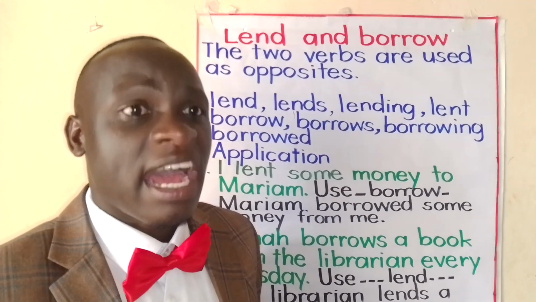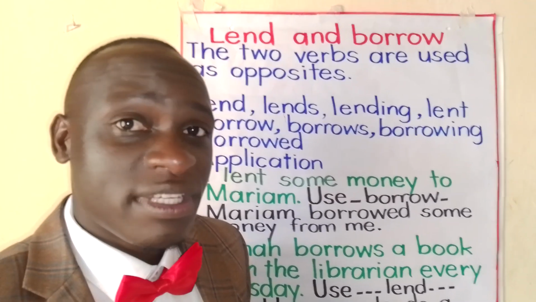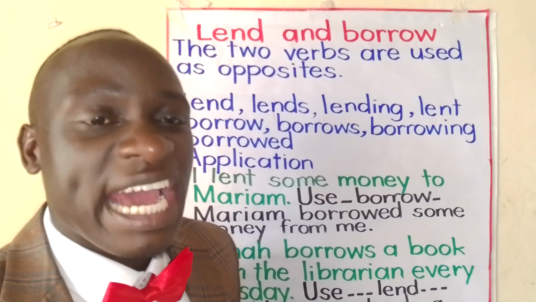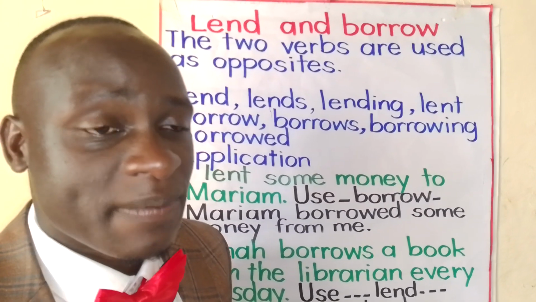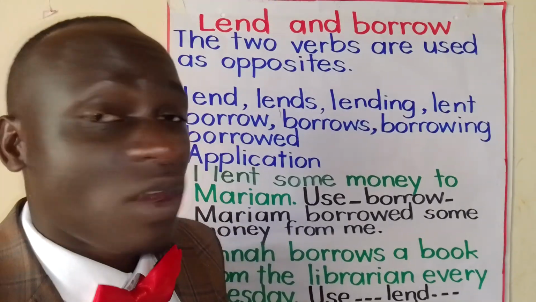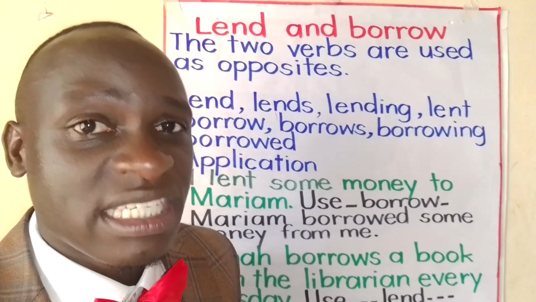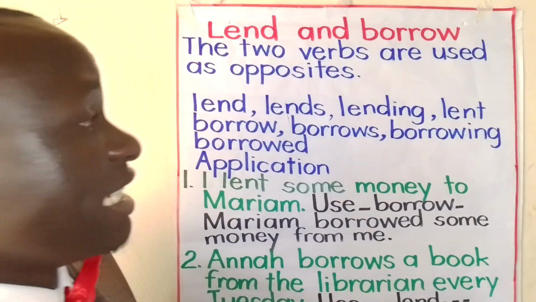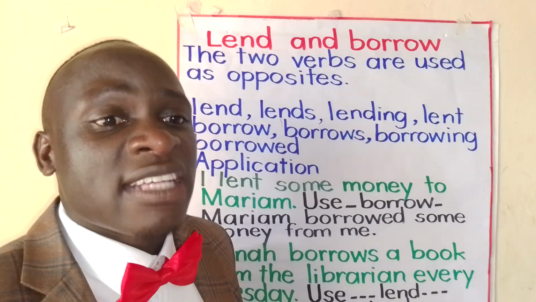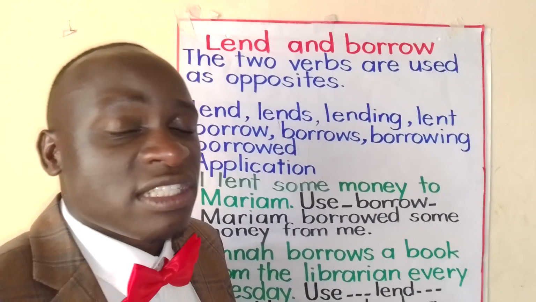Both words are verbs. A verb is a doing word or an action word. A word that expresses action is a verb. So lend and borrow are used as verbs, and both verbs are used as opposites. Lend is the opposite of borrow.